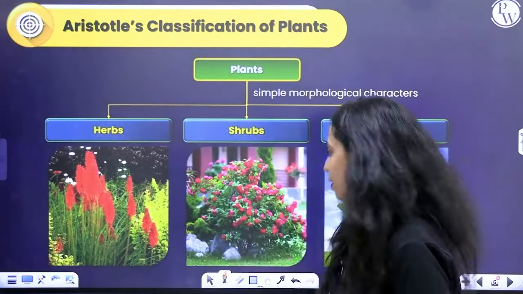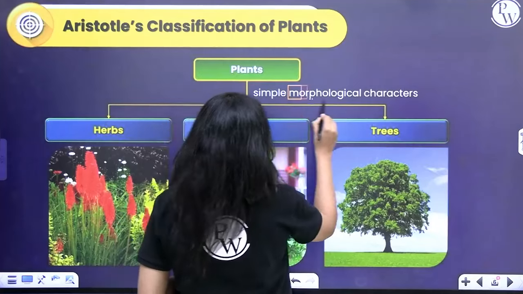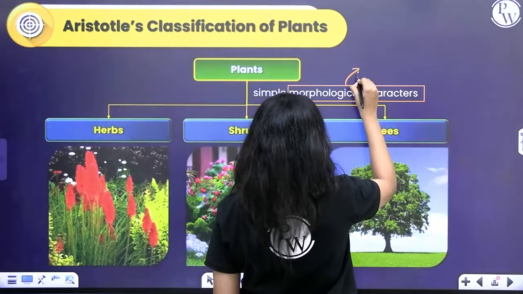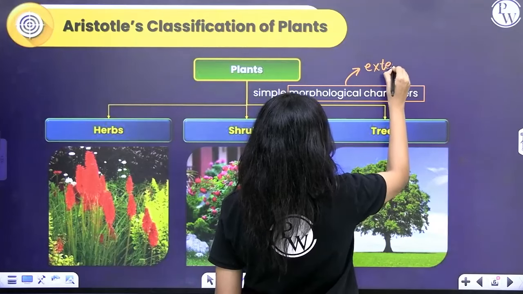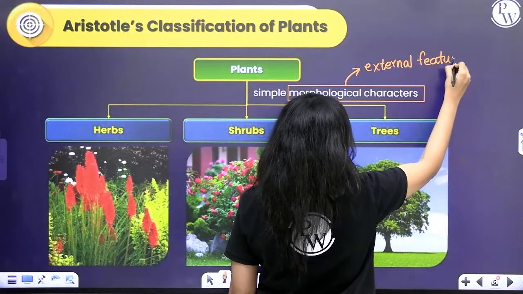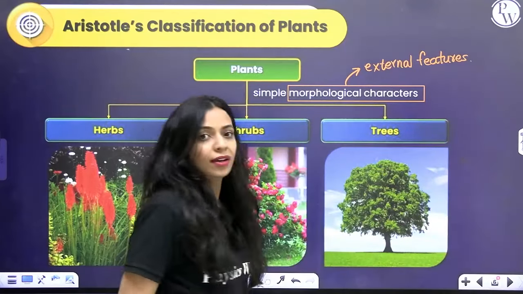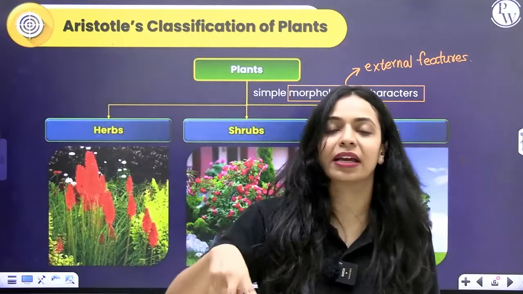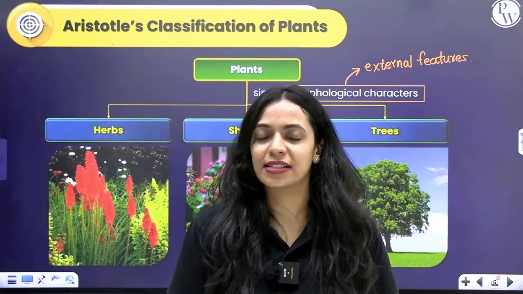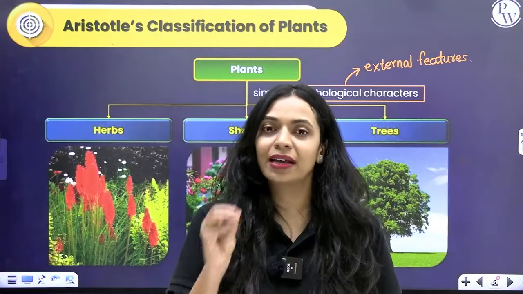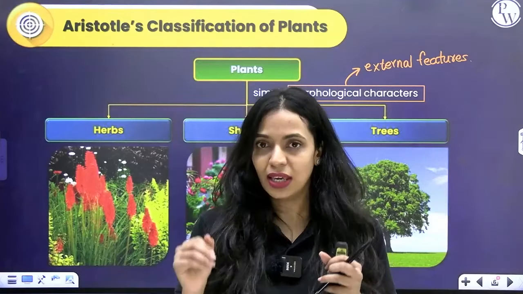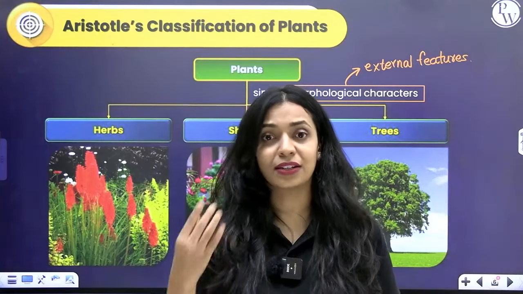What is morphology? As biology students, I'm sure you know that morphological characters or morphology means basically we are talking about external features. So you don't need any fancy microscopes to study the morphology. With your naked eye, whatever external features you can study, that is morphological studies, right? So, he classified plants based on morphological features, into 3 different groups.